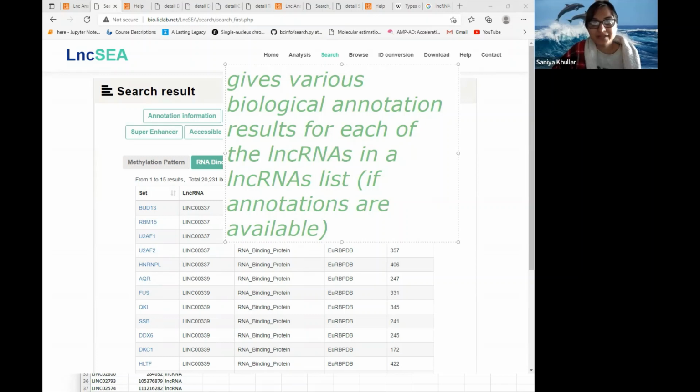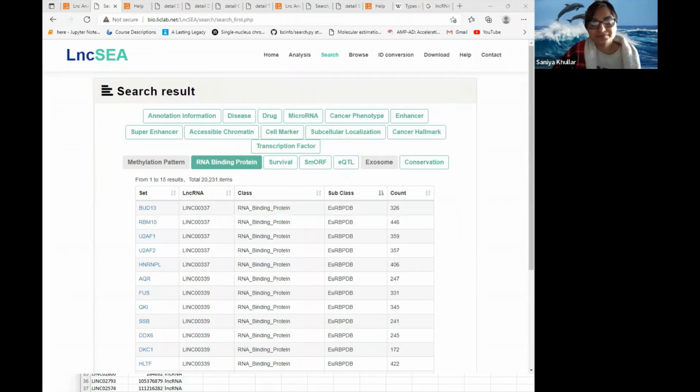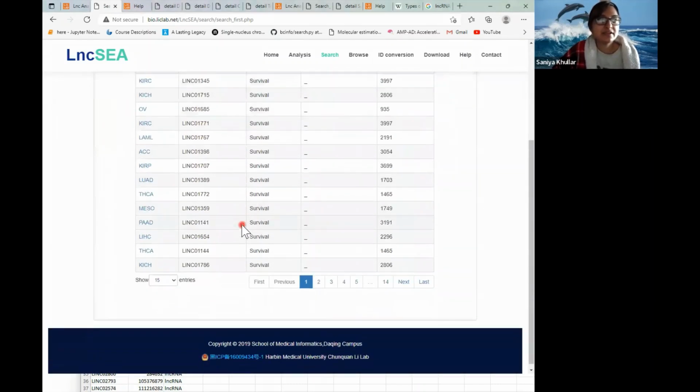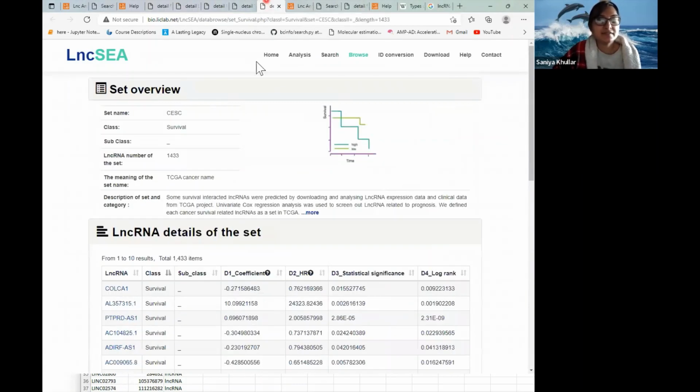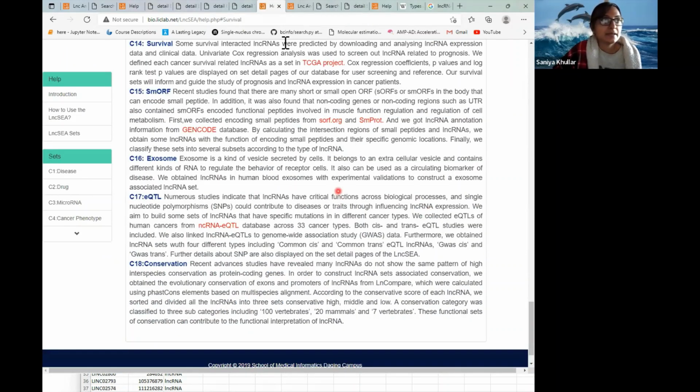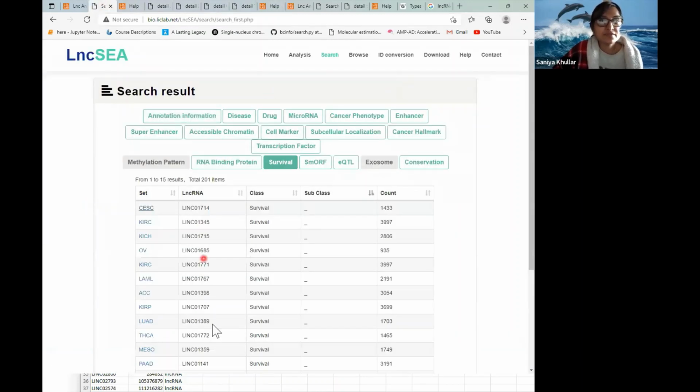So basically what that is doing is it's going through all of these different types, microRNA, drug, disease, annotation information, transcription factors, survival, smORF, and it's trying to give information about each of these lncRNAs if possible, and some survival. This is The Cancer Genome Atlas as well, and this is survival analysis, which is very key in biostatistics, univariate Cox regression analysis that is done on survival. So that's just for individual genes.